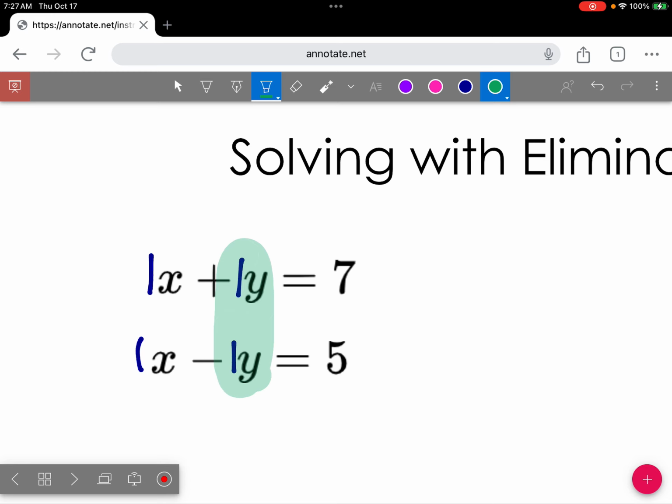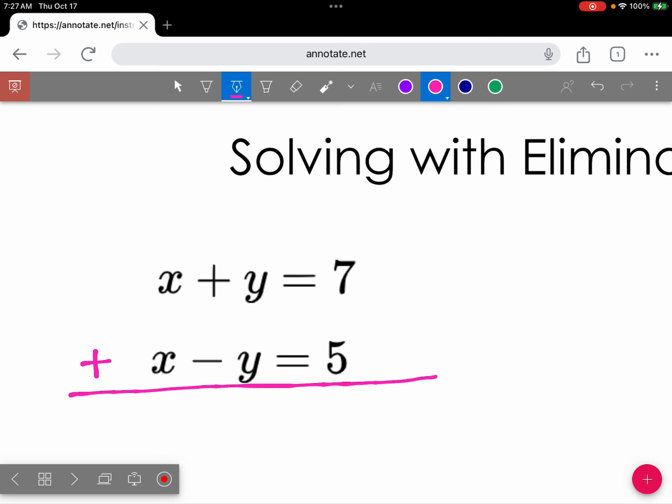I've got the same number. They both have 1s. One's positive, one's negative. What we're going to do with these is go old school elementary style addition, where I take columns of things to add together. So I'm going to put a plus right here and a line like this. So old school style addition. So we're going to add in columns.